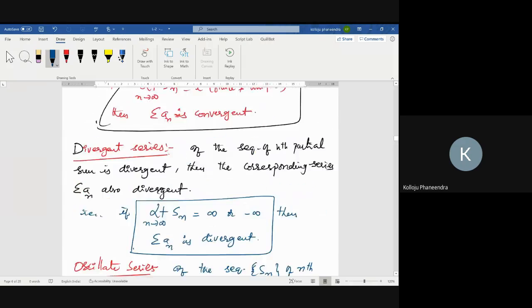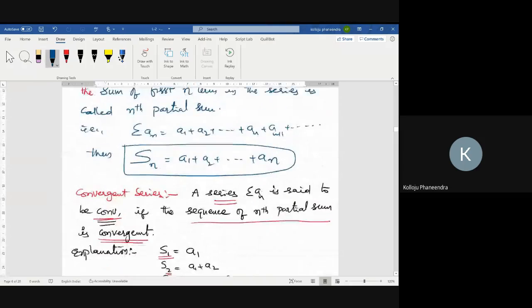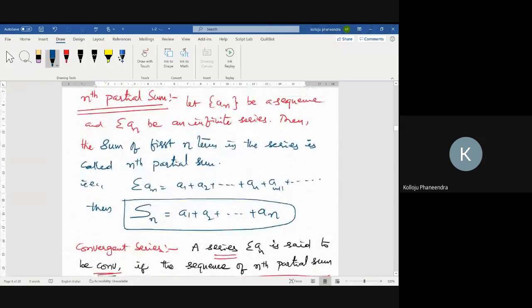These are the properties of the behavior of a series. Any doubts? So always remember the series behavior. Series behavior means convergent series, divergent series, oscillate series depends on what? The sequence of nth partial sums. If the sequence of nth partial sum is convergent, series converges. If it diverges, then series diverges. If the sequence oscillates, then series also oscillates.